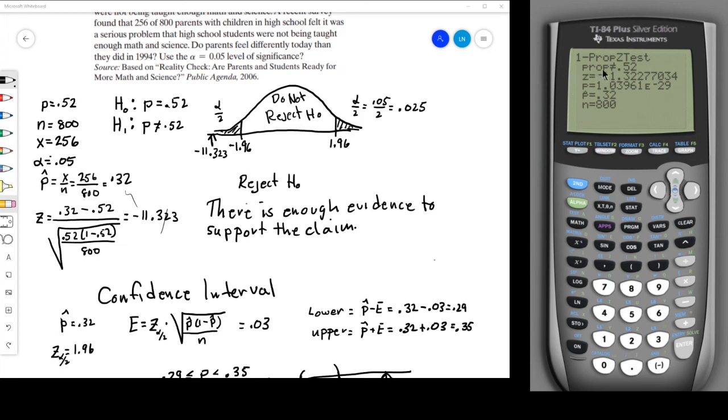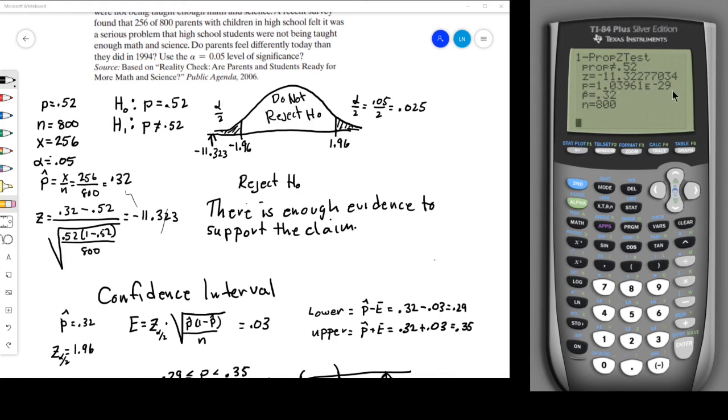Now notice what I get here. This reminds me of the test that I'm doing, that the proportion is not equal to 0.52. It gives me the z-value that I calculated over here, that negative 11.323 rounded off. It gives me a p, and it gives me my p hat. Now this p here is the p-value.